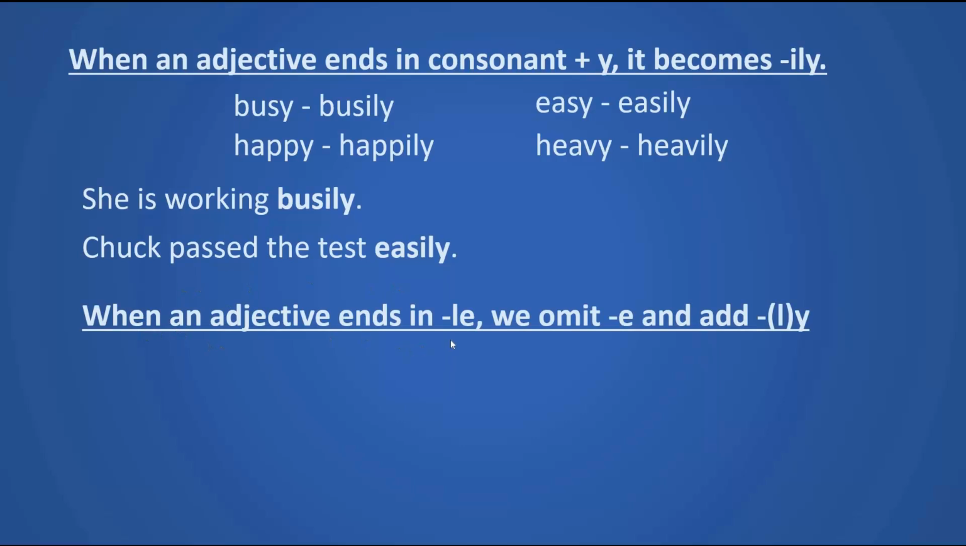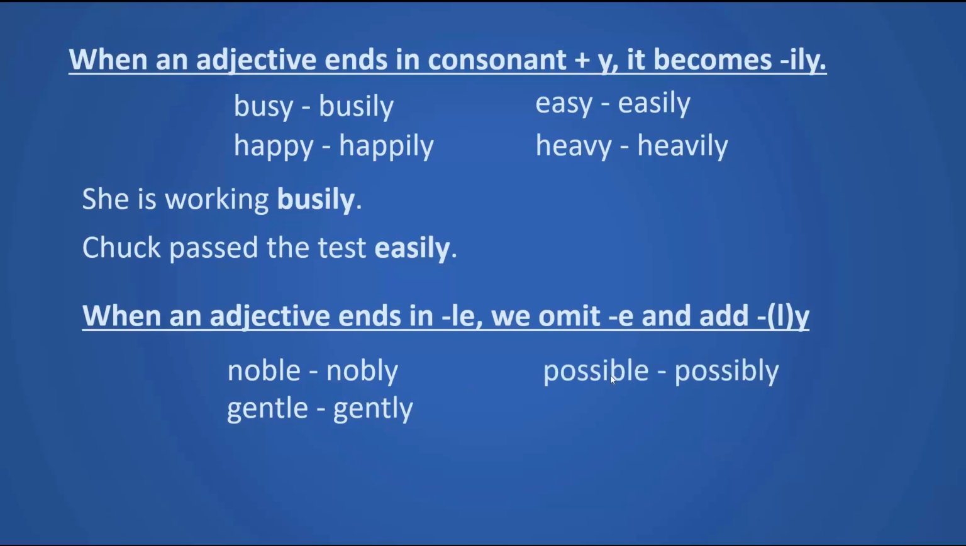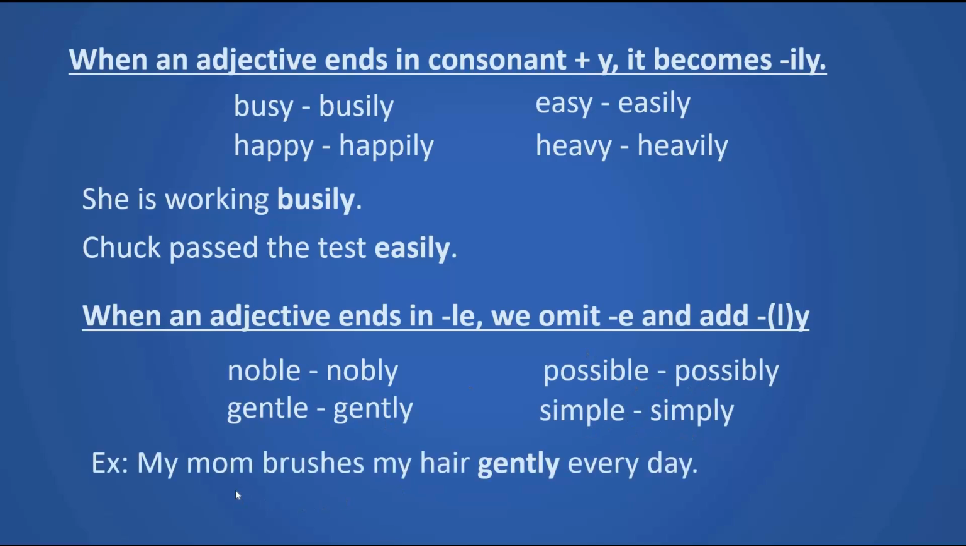When an adjective ends in le, we omit e and add y. Or we omit the letter e and change it to the letter y. Example, noble. As you can see, the adjective noble ends in e. So we drop e and change it to y. Noble becomes nobly. Gentle becomes gently. Possible, possibly. Simple, simply. Example, my mom brushes my hair gently every day.